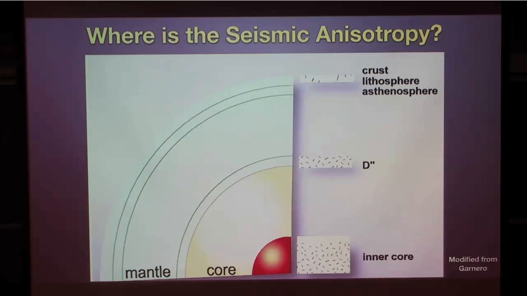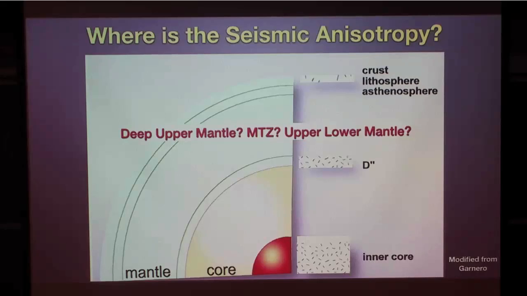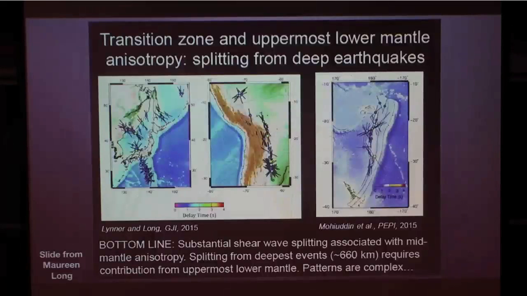I'm personally not convinced that we know for sure yet that it's global. And then, of course, in the crust, in the lithosphere and asthenosphere, there's plenty of evidence from a variety of seismic data that there is seismic anisotropy there. Now, how about deeper? The deep upper mantle, mantle transition zone, the top of the lower mantle. That's where it gets trickier. As we're going to see, I'm going to show you a few models, a few results from previous studies, and then I'll show you my own results.